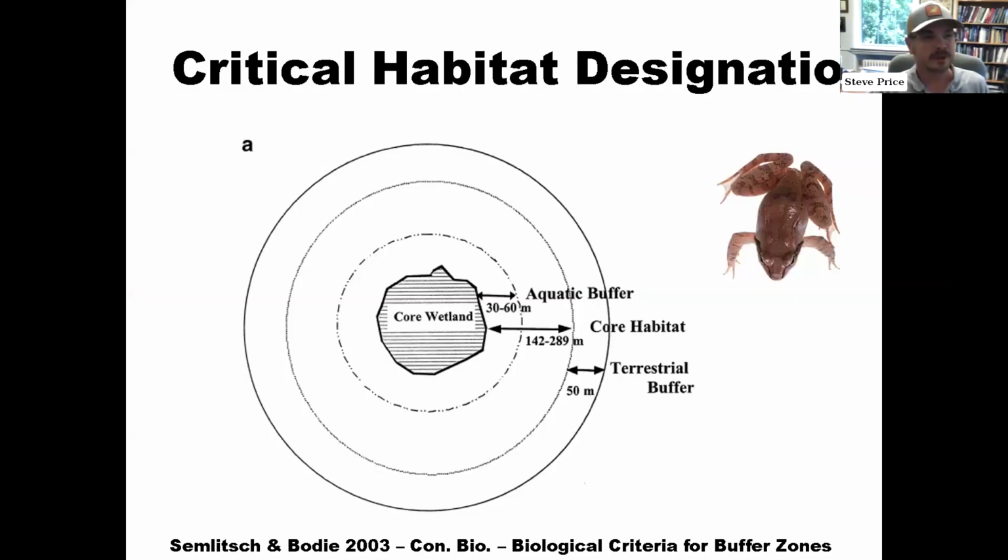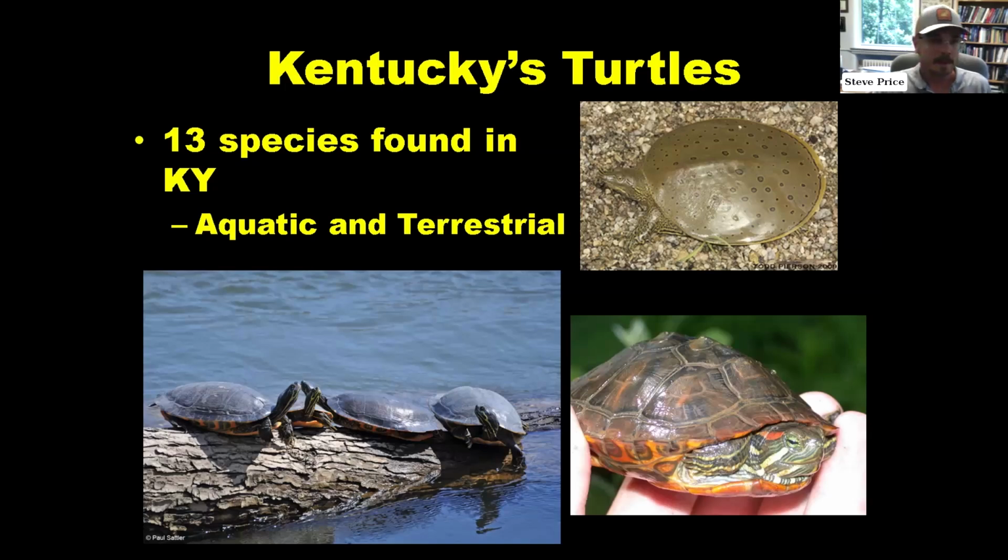There have been studies looking at how much land we need to preserve wetlands and forested areas for these animals, and it's shown that preserving about a 290 meter buffered area that's largely undisturbed is the best for amphibians. So in Kentucky, we have 13 species of turtles.